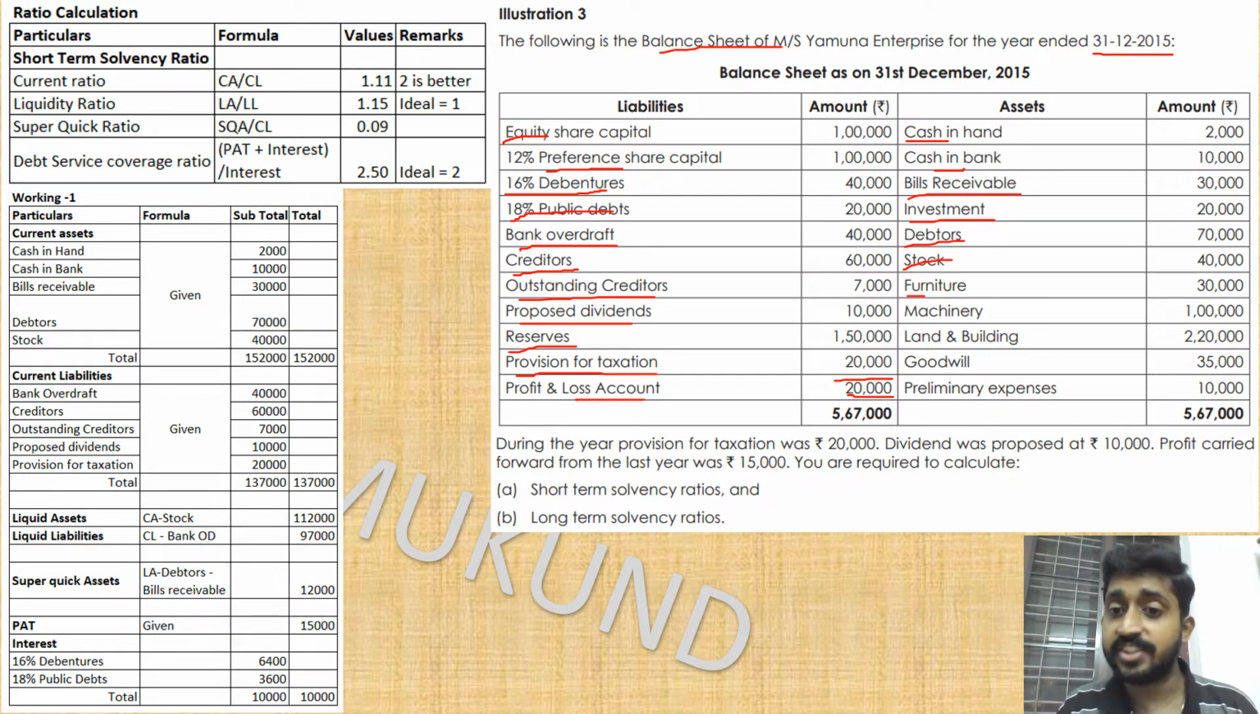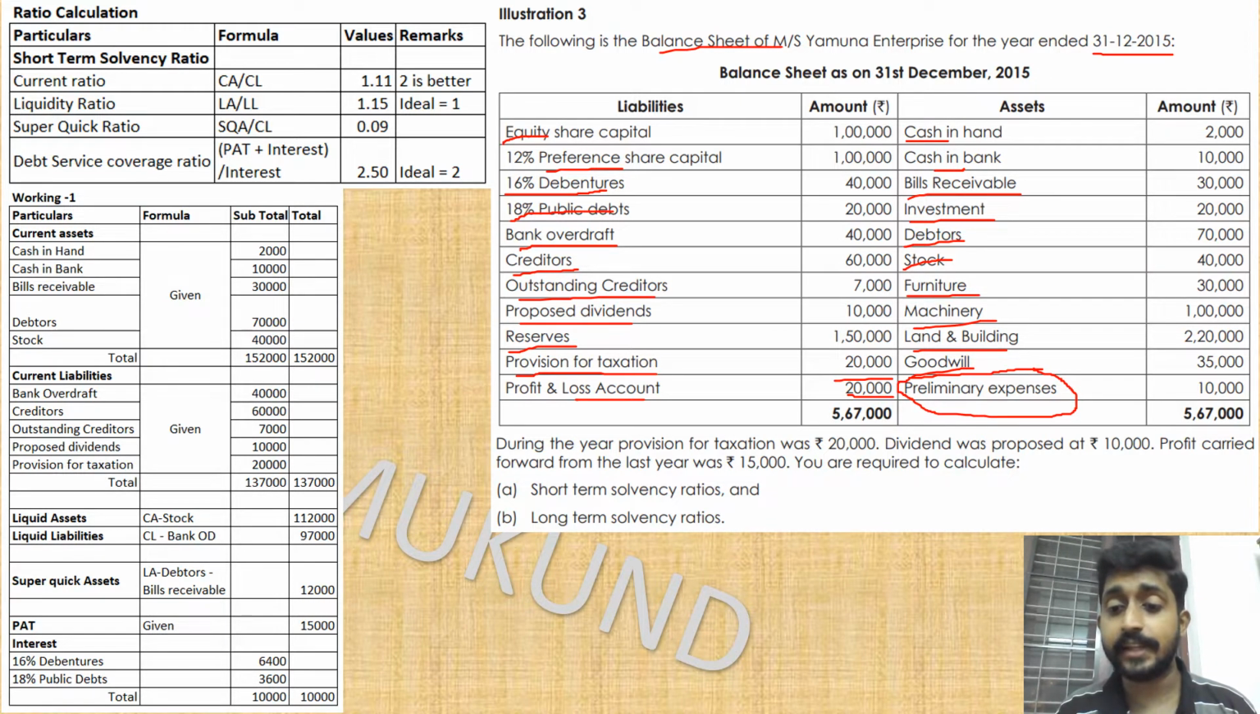Furniture is a fixed asset. Machinery is a fixed asset. Land and building is a fixed asset. What is goodwill? Goodwill is an intangible expenditure. And preliminary expenses is given. So friends and students, when preliminary expenses and goodwill are coming, you have to reduce them from the shareholders fund to find the correct shareholders fund.